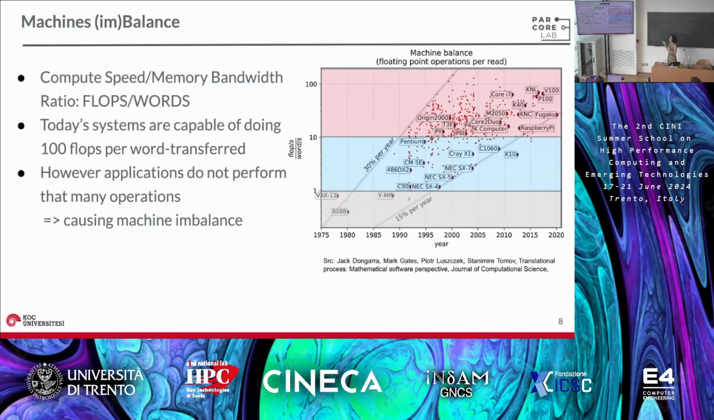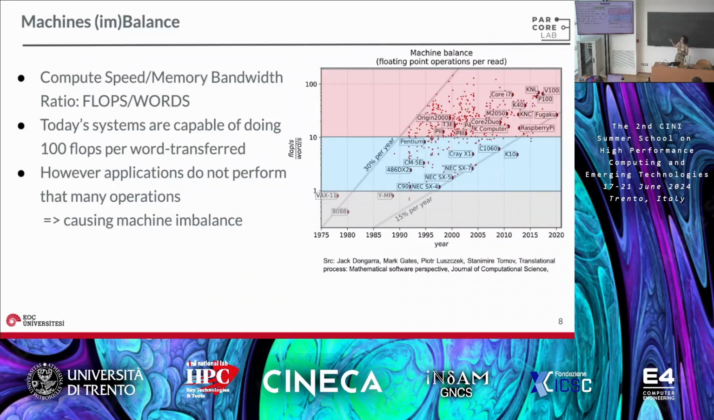So this figure seems complicated, but I will summarize it a bit. The x-axis shows the years, and the y-axis is the flops to words, like how many operations you're doing per 4 bytes that you bring into your CPU, and the gap is increasing. Nowadays you can do a hundred operations per word that you bring to the CPU. But our applications, they don't do that many operations.